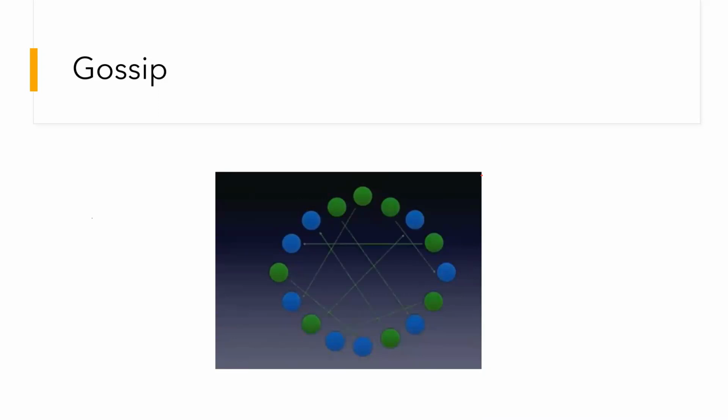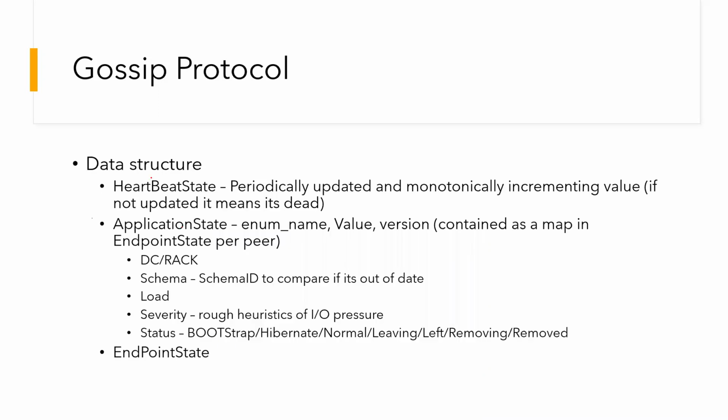So what does the gossip actually contain that the nodes are getting aware of the situations? The data structure contains a heartbeat, wherein it periodically monitors the incrementing value that it is receiving from the other node. If the value is not incrementing after a certain period, that means that particular node is dead, right?